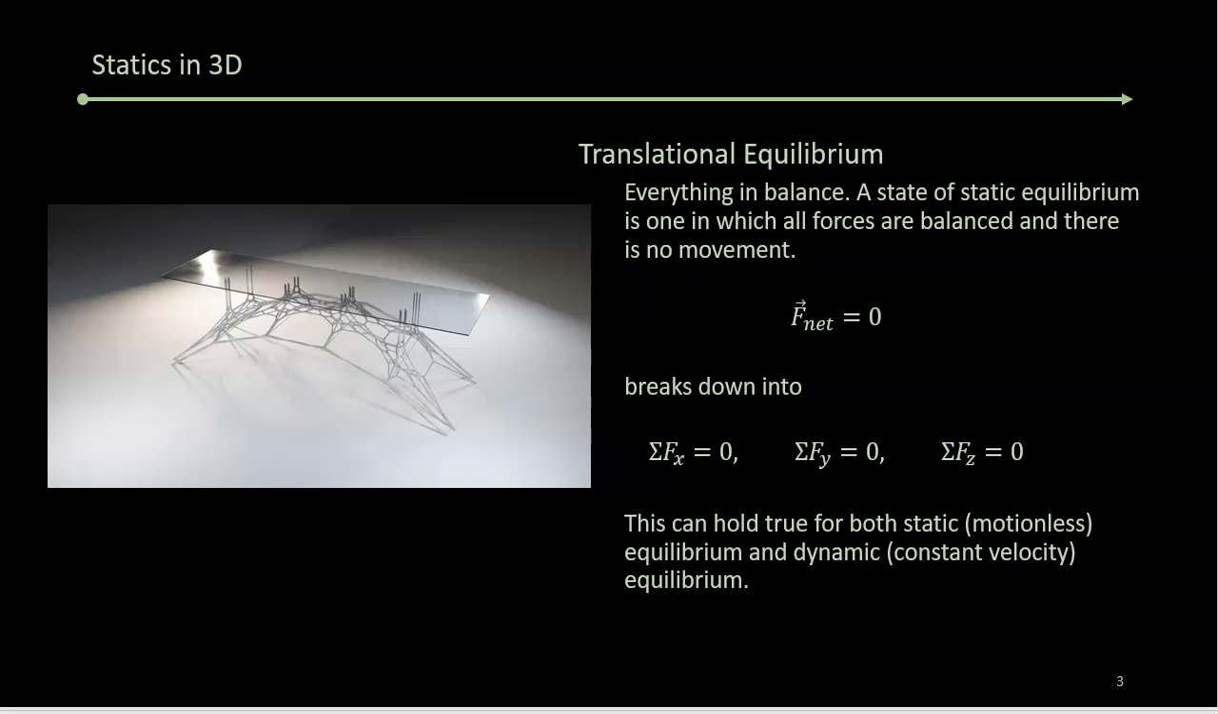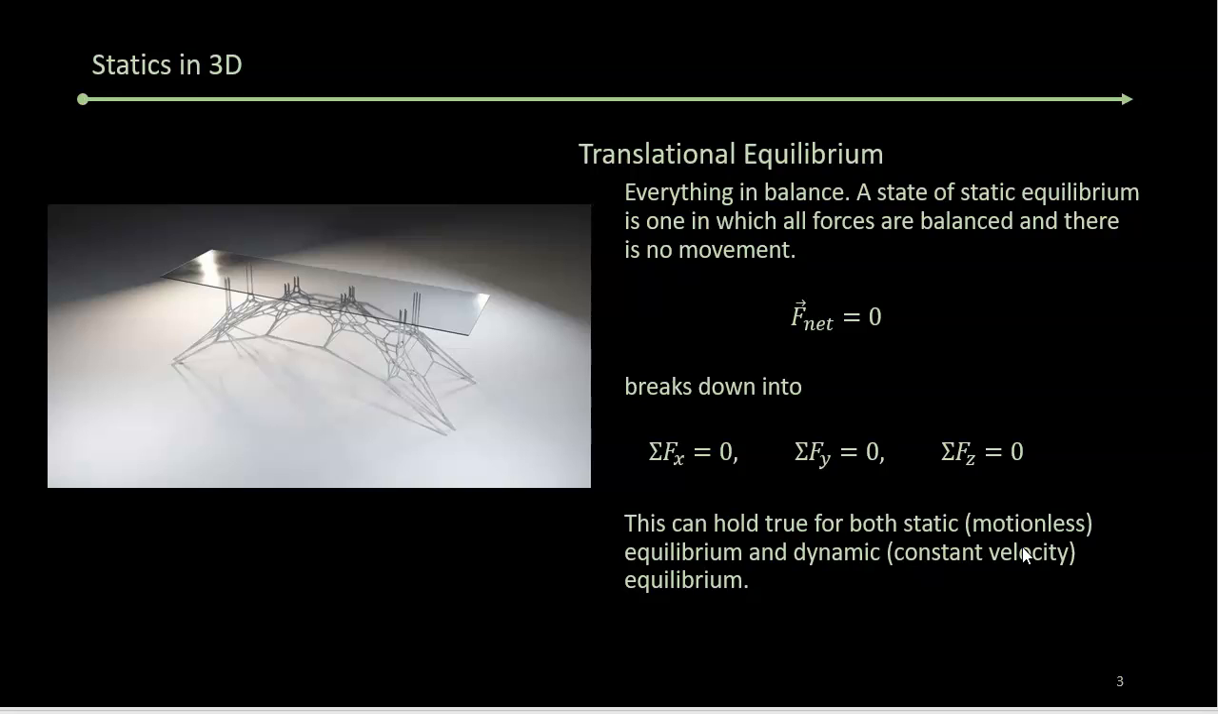Statics in 3D, we have the same two basic equations. The first of which is F net equals 0. So it's not accelerating in any direction. And what does that really mean though when we talk about 3D? Well, that means that the sum of the forces in X and the sum of the forces in Y and the sum of the forces in Z are all 0.